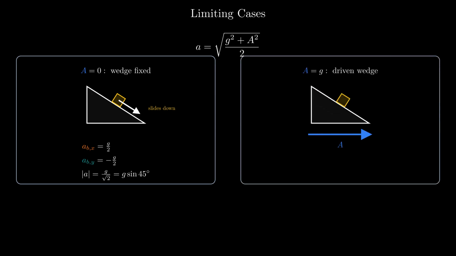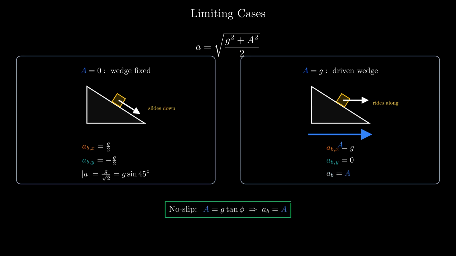Now push the wedge harder until capital A equals g. The vertical acceleration collapses to 0, and the horizontal acceleration equals g, the very same acceleration as the wedge itself. The block stops sliding and rides along, held in place by the ramp's own push. So by choosing how hard you drive the wedge, you decide whether the block slides down, holds still, or climbs.